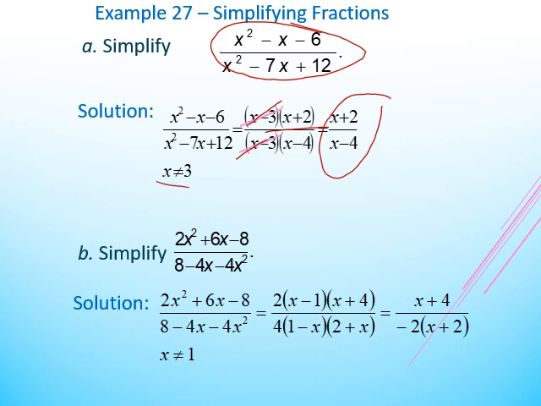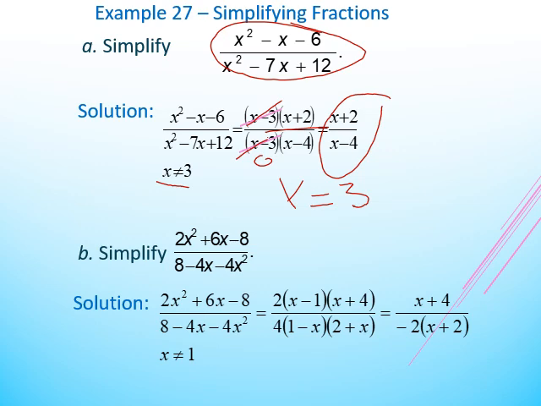And we are sure that x will never equal 3, because if x equals 3, this value will be 0 and the solution will not be defined, as the denominator will equal 0. We cannot divide by any value that contains 0 in the denominator.